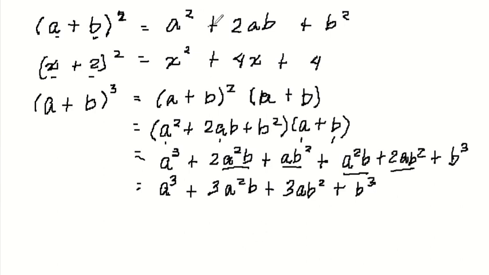Look at the coefficients of the squared binomial. It's 1. This is understood that there's 1 here, so that's 1. The second term has a coefficient of 2, and the third term has a coefficient of 1. As for the cubed binomial, the coefficients are 1 and 3 and 3 and 1.